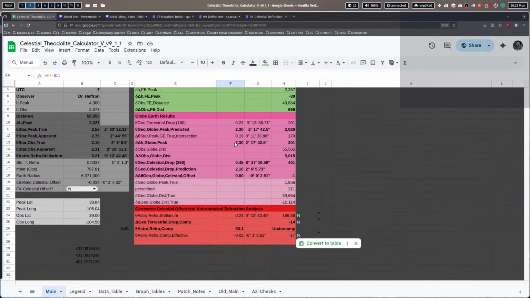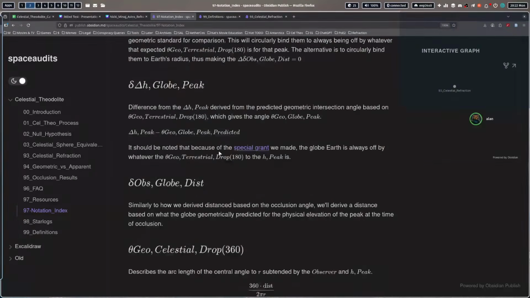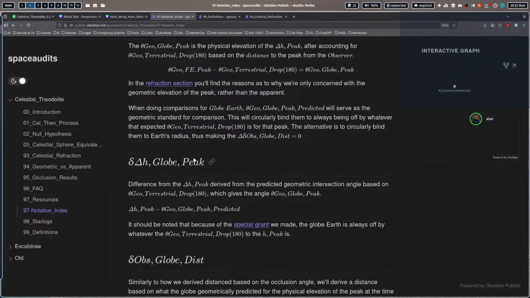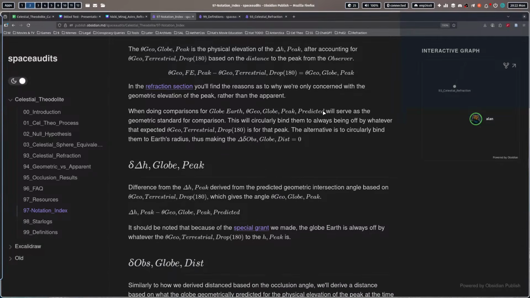All right. Then let's see. Continue down. Now, in the same respect, how we derived elevations and distances for flat Earth based off of the occlusion timing, we can do the same thing to see if we can get back to the physical elevation predicted by the globe for the peak. So what we have here is the globe geometric peak minus the terrestrial drop. That gives us the actual prediction for the globe peak.